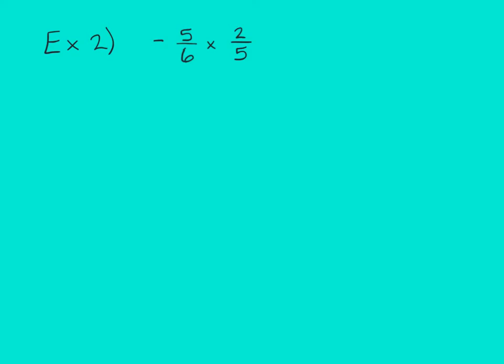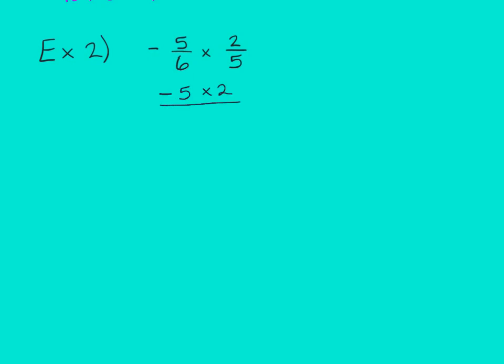Example 2, we're multiplying fractions. Negative 5/6 times 2/5. And we have a couple ways we could approach this, and I don't mind which method you prefer to use of these two. I'm going to multiply my numerators first. Negative 5 times 2. And then I'm going to multiply my denominators. 6 times 5. I get negative 10 over 30.